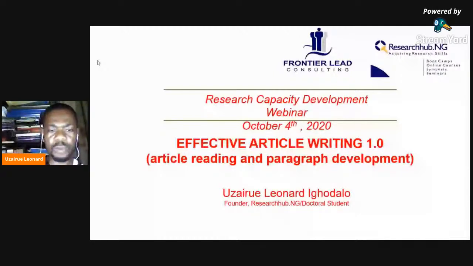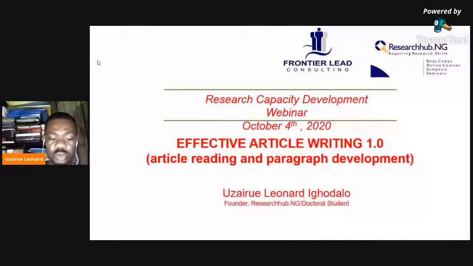What makes up a good article? It is safe to say it is usually when you have a good paragraph. And for you to develop a good paragraph, you must be able to read the article you are getting those paragraphs from. You must understand that article first and foremost, and you must also be able to effectively summarize that article.